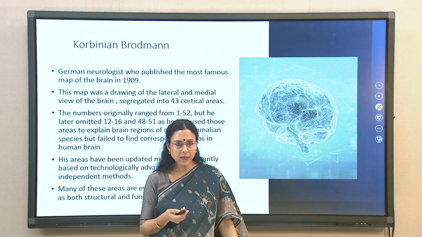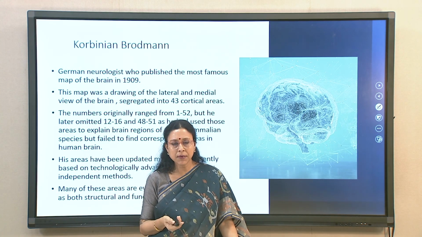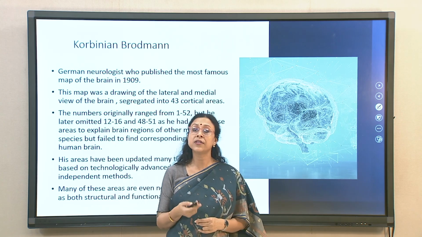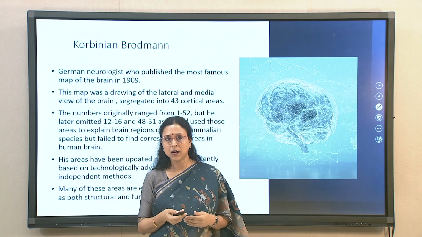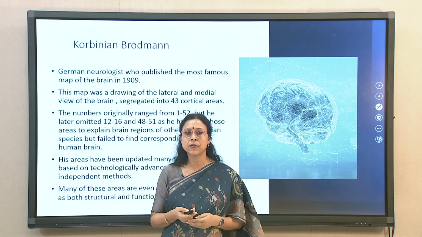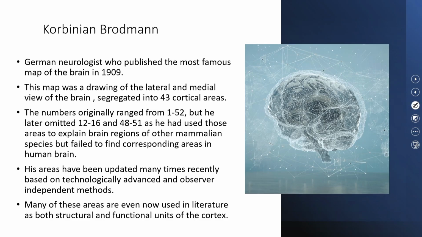So, at the end of all of the study, he came up with a map of the human brain. He segregated the entire cortical region into 43 cortical areas, and he named them 1, 2, 3, 4, area 1 till area 43 and so on. Initially he had more areas, and eventually he fine tuned them and reduced the numbers.